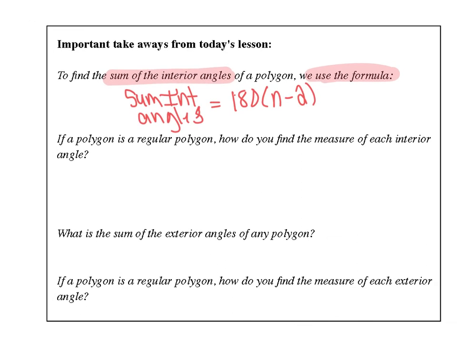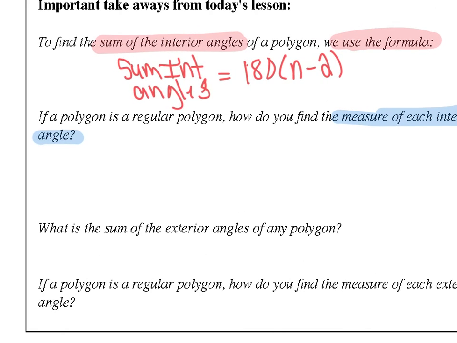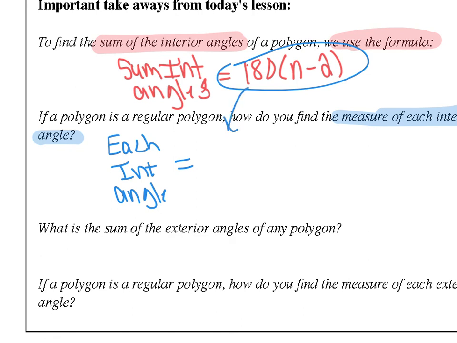The second question says if it's a regular polygon, the measure of each interior angle, let's highlight that instead. Measure of each interior angle means we are going to take the sum of all of them and divide it by however many sides there are. So we would say that each interior angle equals, okay, we're just going to take what we have up here, our whole sum, which is 180 times n minus 2, and divide it by the number of sides.